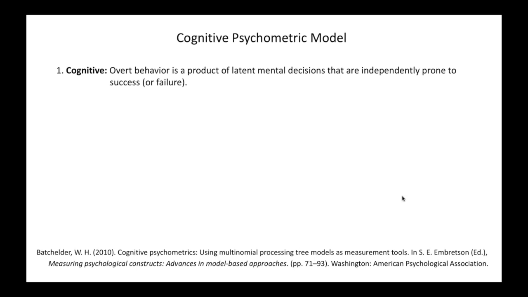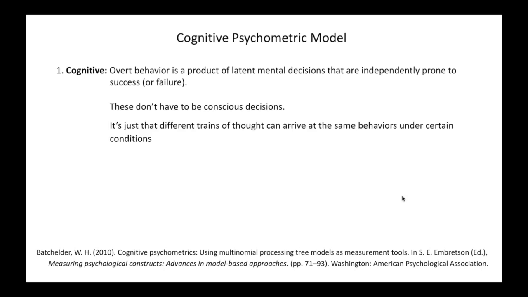And so the idea here, the cognitive part of this, is that overt behavior is a product of latent mental decisions that are independently prone to success or failure. So there are multiple pieces of your mind that have to work together to produce any given behavior that we observe. And these pieces can be dissociated. These pieces of your mind don't have to be conscious decisions. It's just that different trains of thought can arrive at the same behaviors under certain conditions.